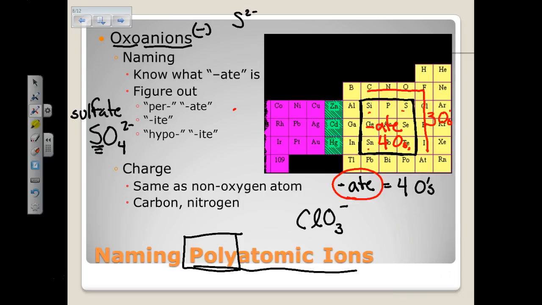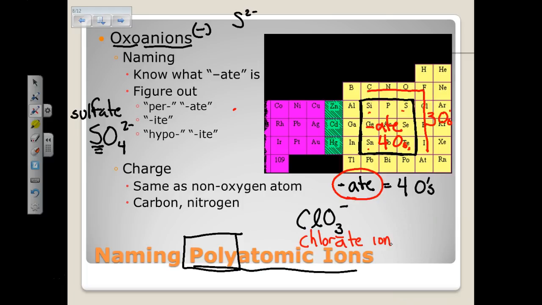Anyways, so chlorine is outside of the box. Outside the box means that this guy is going to have 3 oxygens in order to be an ate. How many oxygens does this have? 3. So that's going to be an ate. So this is the chlorate ion. If you know where the ate is, then you can do the rest of them.